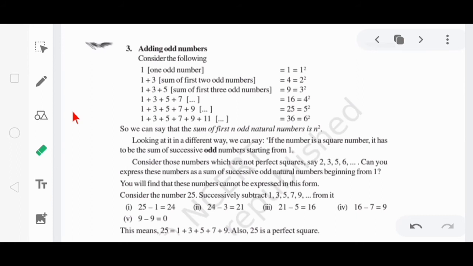Now we have another segment here. You can see all the square numbers can be written as a sum of odd natural numbers. 1 can be written as 1, 4 can be written as 1 plus 3, 9 can be written as 1 plus 3 plus 5, 16 can be written as 1 plus 3 plus 5 plus 7, 25 can be written as 1 plus 3 plus 5 plus 7 plus 9.